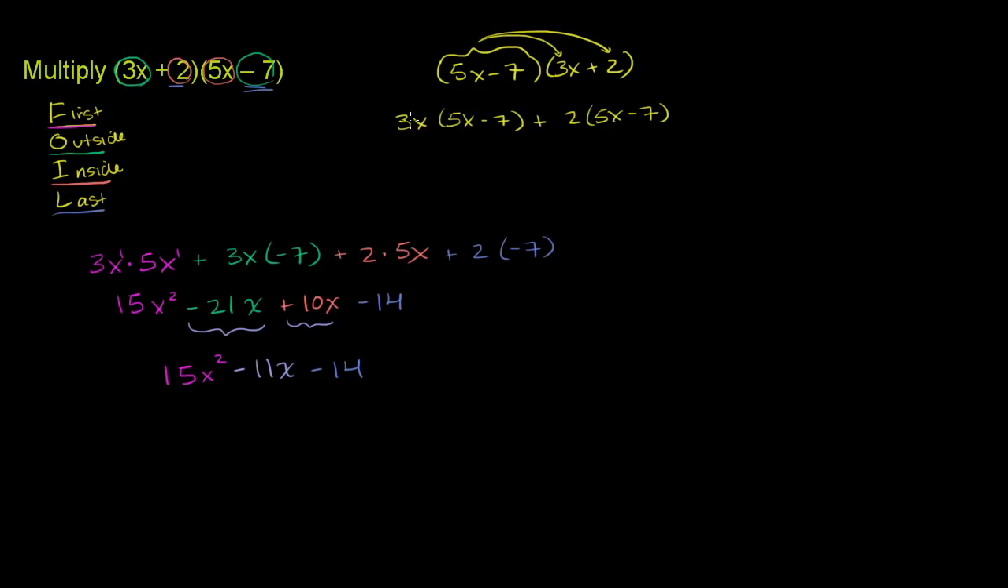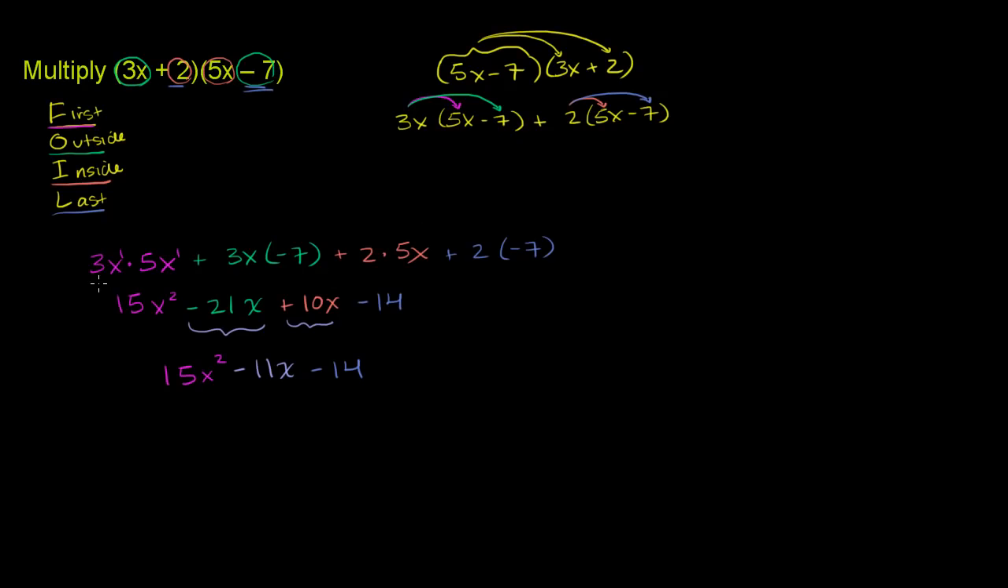Now we can do the distributive property again. We can distribute the 3x onto the 5x. And we can distribute the 3x onto the negative 7. We can distribute the 2 onto the 5x over here. And we can distribute the 2 on that negative 7.